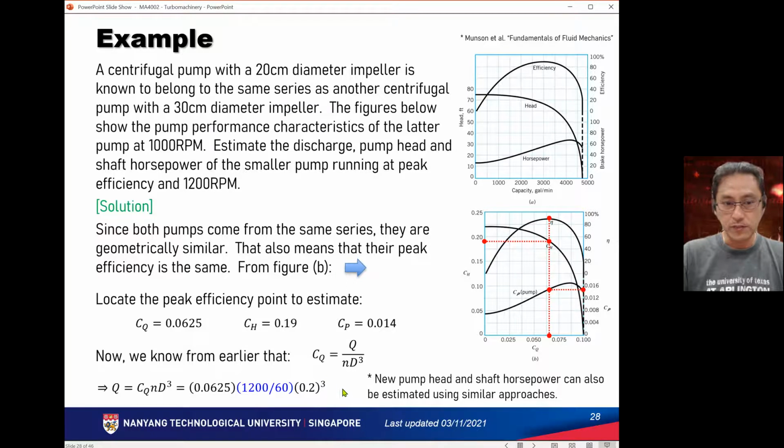Okay, I'll leave it to you guys to punch out the numbers. Punch all these numbers in the calculators and get the answer, and that will be your discharge. Simple as that.